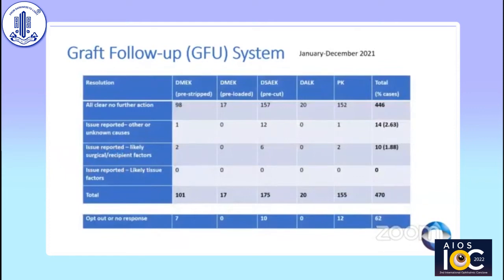This is some of the data generated over a 12-month period, January to December 2021, from our GFU system. Of the 532 corneas that we followed, 62 had no response. We actually had no opt-outs during this time. Most of these 62 corneas were sent overseas. We still have in place a passive adverse reaction reporting system on these corneas, and we haven't received any reports of adverse events, so we're assuming that there have been no issues in that group.